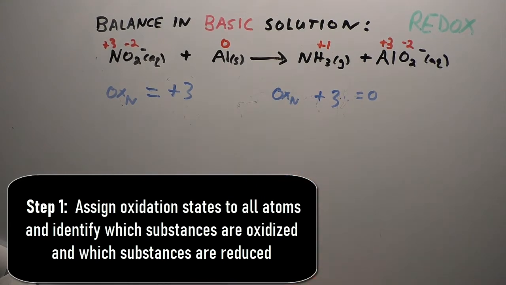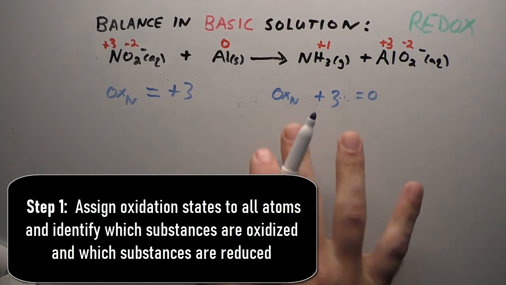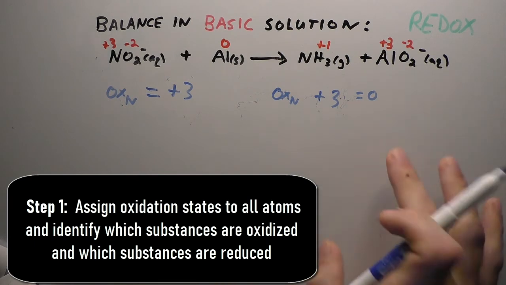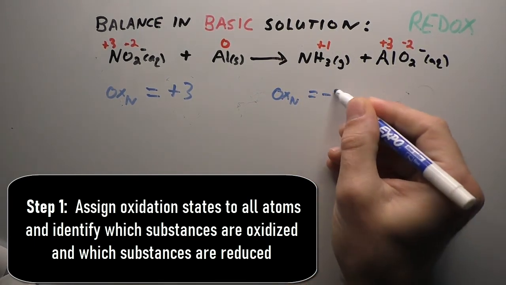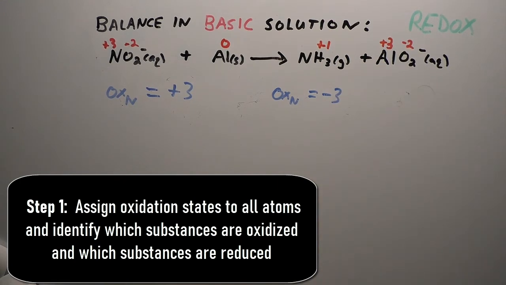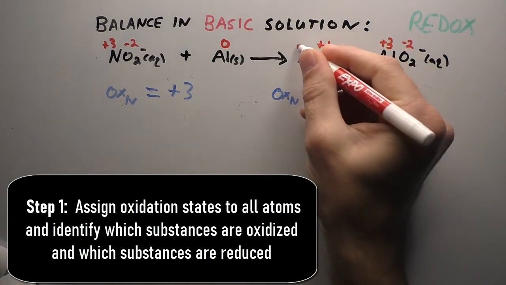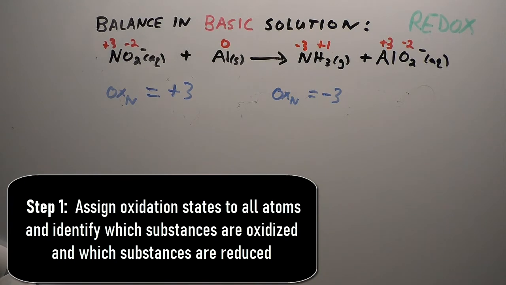And then subtracting 3 from both sides of this equation gives the oxidation state of nitrogen in ammonia as minus 3. So we have a minus 3 for the oxidation state of nitrogen. So step 1 is complete. We have successfully assigned oxidation states to every element in this equation. We can move on to step 2.